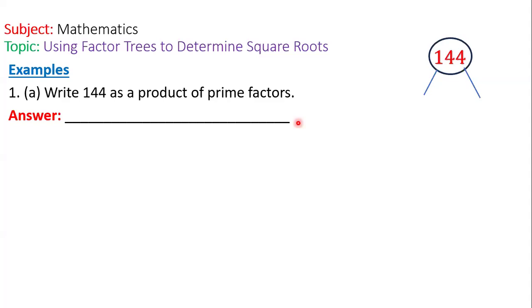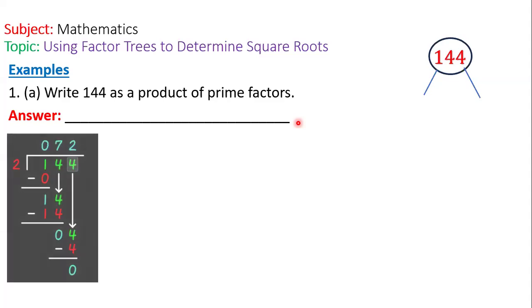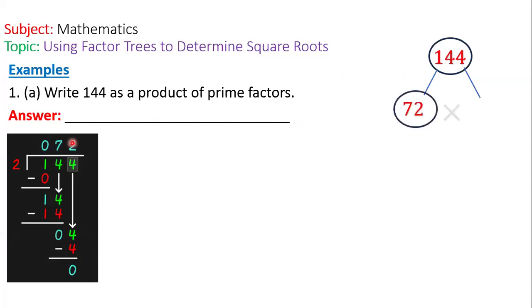What else could we use? 4. You could use a bunch of stuff. I want to half it, so I use 2. I said how many times does 2 go into 144? And the answer is 72. So that's why we say 72 multiplied by 2.